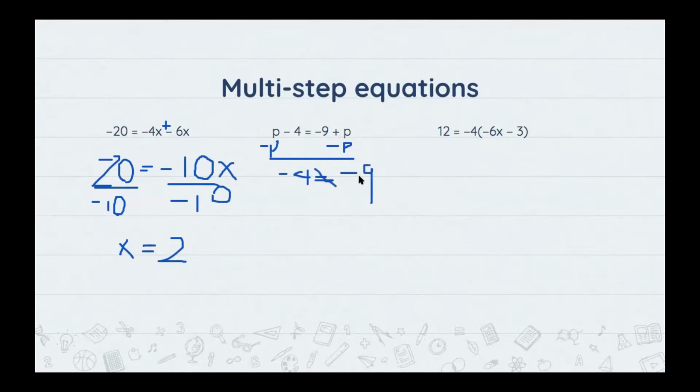Alright, so if you minus p on both sides, there's no more p. And negative 4 does not equal negative 9. So, no solution. So we don't divide them? You subtract them to move it to the other side.